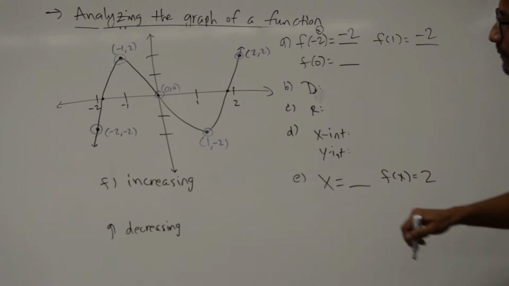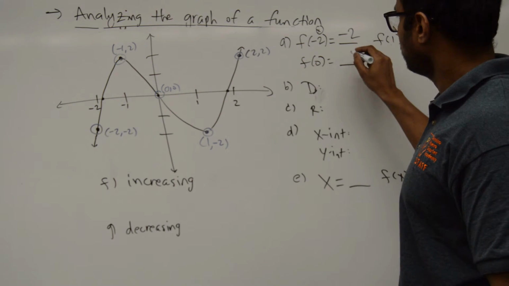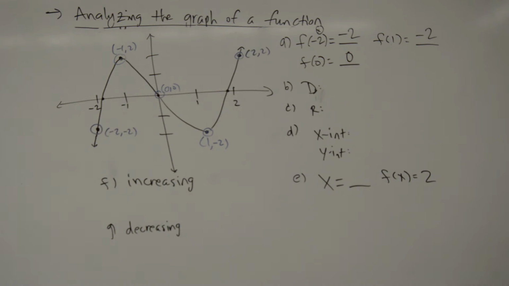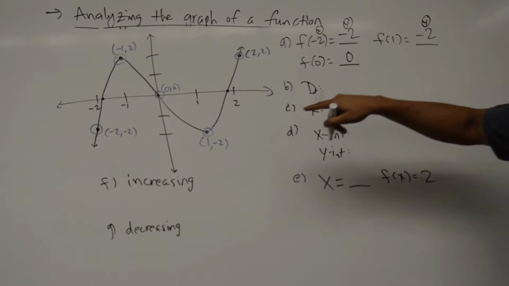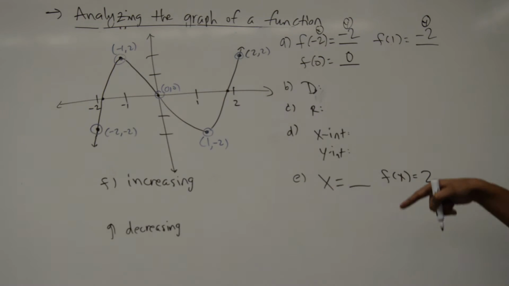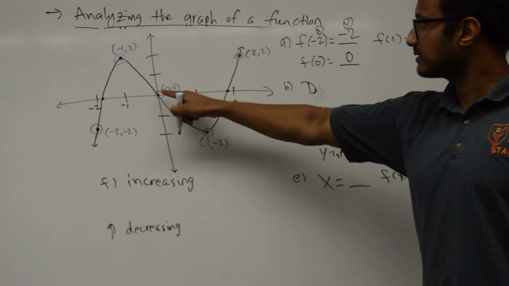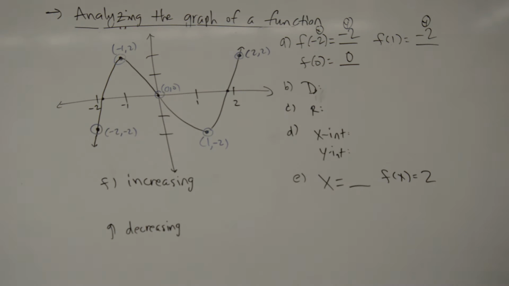What is f of 0? When x is 0, the y is also 0. So f of 0 is going to be 0. X value, y value. You got 1, negative 2, x is 1, y is negative 2. 0, 0, x is 0, so is y. Okay. B, what is the domain?